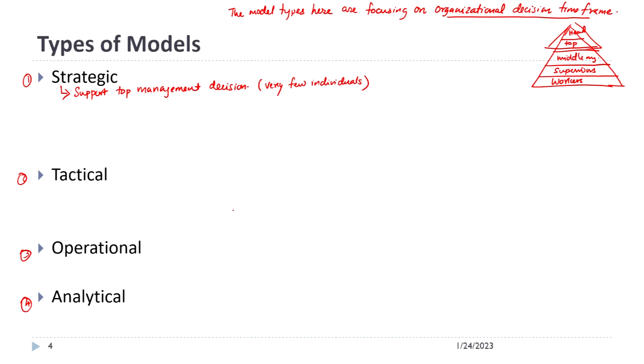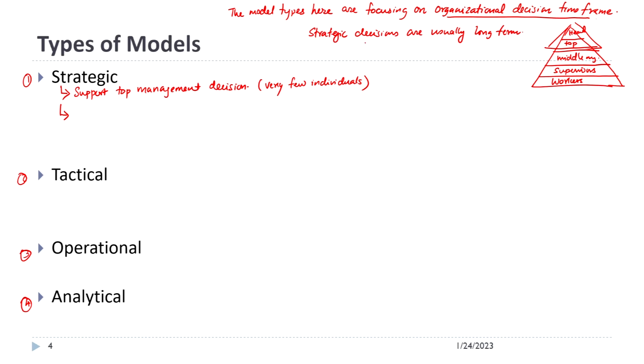So, what is strategic? Sometimes you should understand when they say strategic top management decisions, or strategic decisions, they are usually long term.